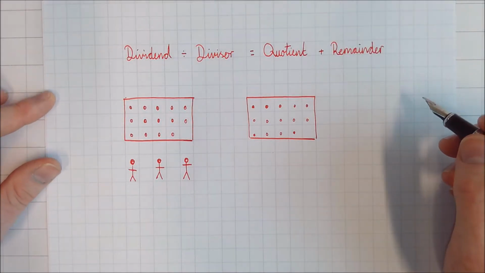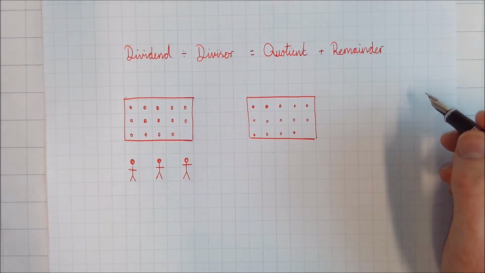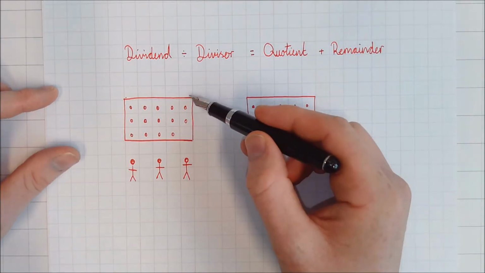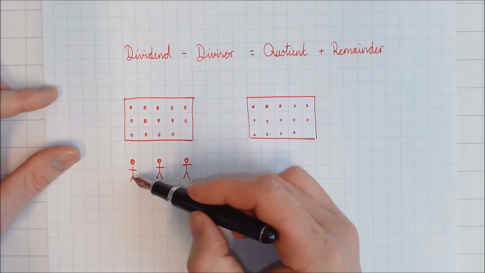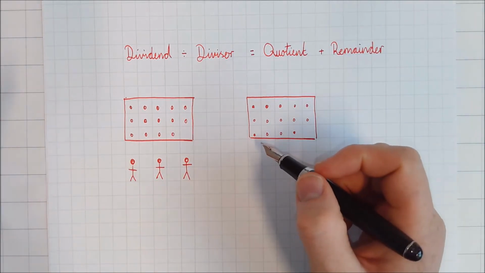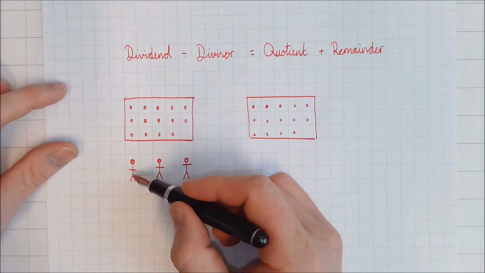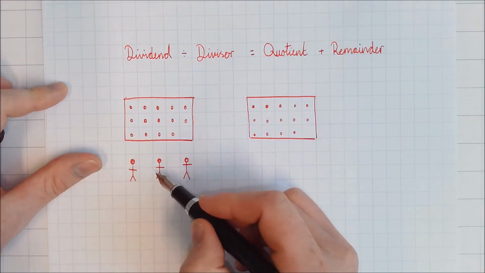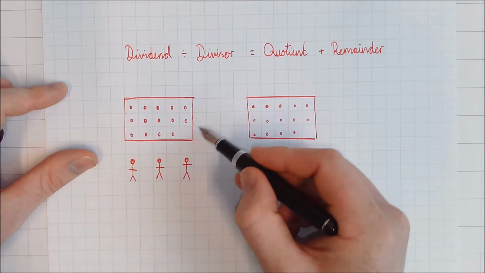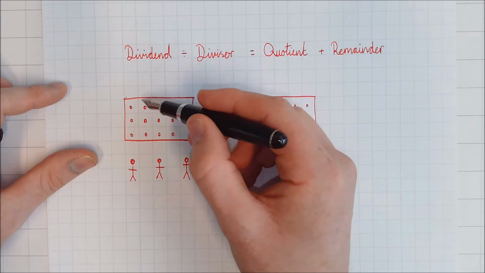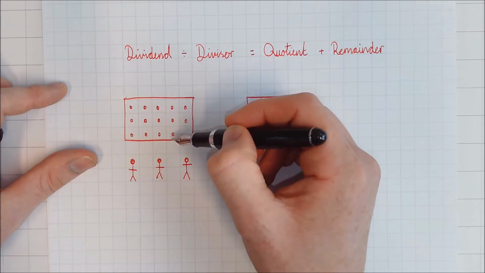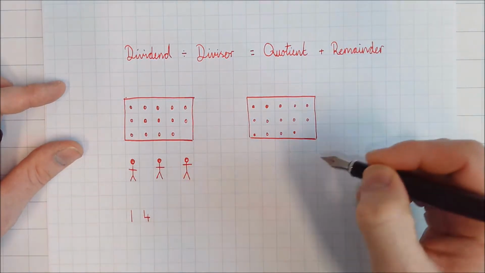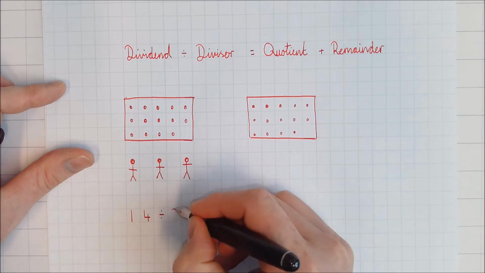I'm going to show you 2 different ways of looking at the same context to explain how this vocabulary works. Here we have a box of chocolates and we're going to share it between these 3 people. So we're going to use division to work out how many chocolates each of these people would have. So we are splitting into 3 groups. The total amount we have is our dividend. So we have 3, 6, 9, 12, add 2 is 14. So we have 14 chocolates. We're splitting it into 3 groups.